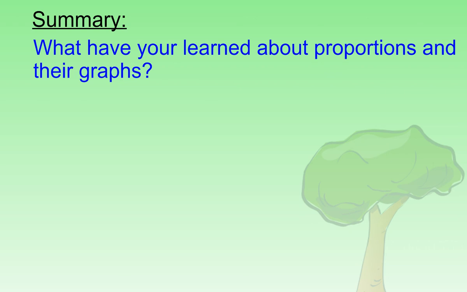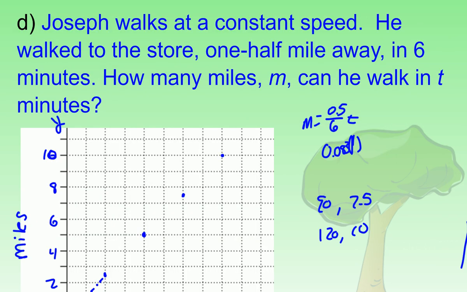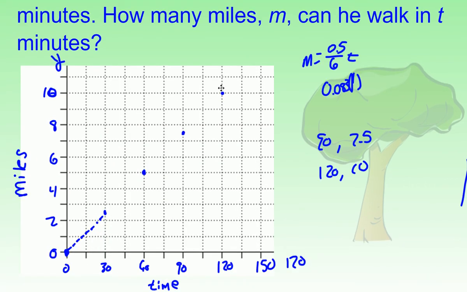In the summary box it says, what have you learned about proportions and their graphs? Go ahead, pause the video right now, answer the question. When you're ready to continue, hit play, and we will go through it together. And my answer is the graphs of proportions are linear. That means they always form a straight line, which is true. We've seen it from all of our examples. Doesn't matter what numbers you pick, you always get this nice straight line for your graph.